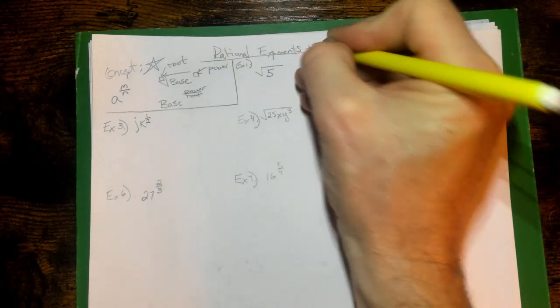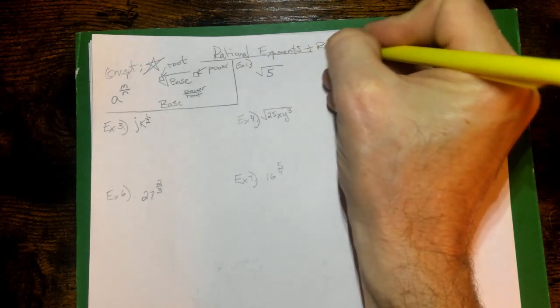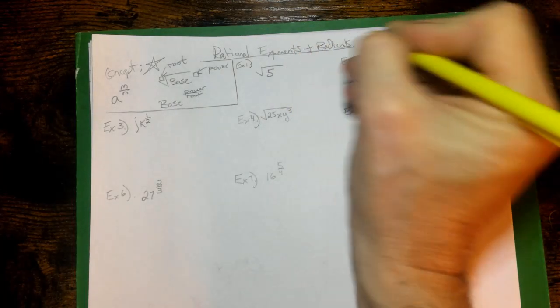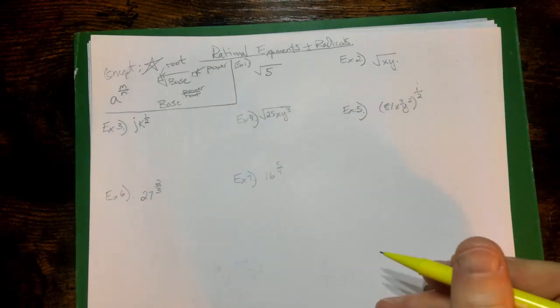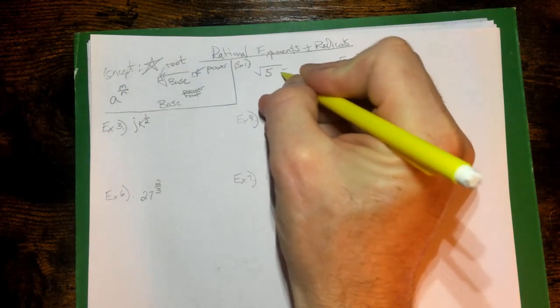Rational exponents and radicals are really the topic: how we move back and forth between them for presentation, because they have useful differences.